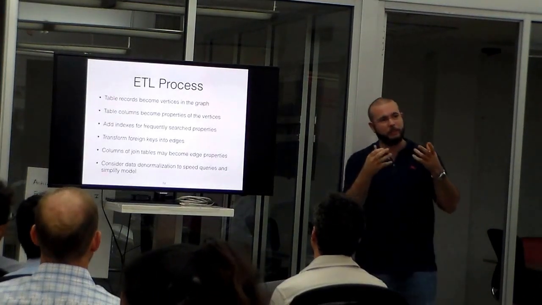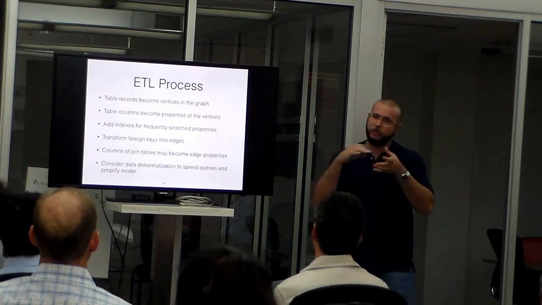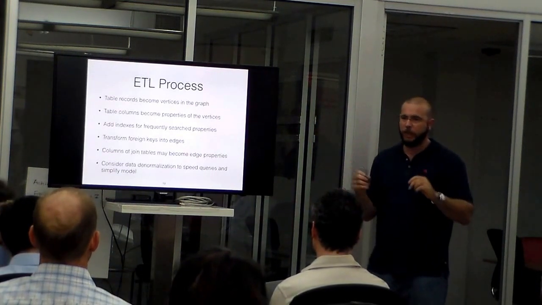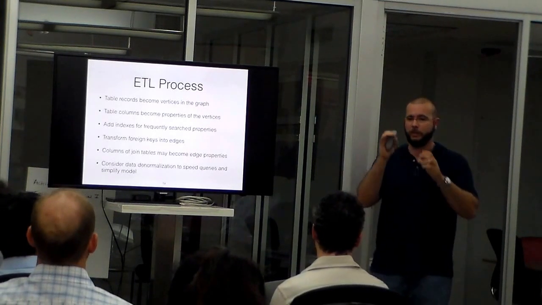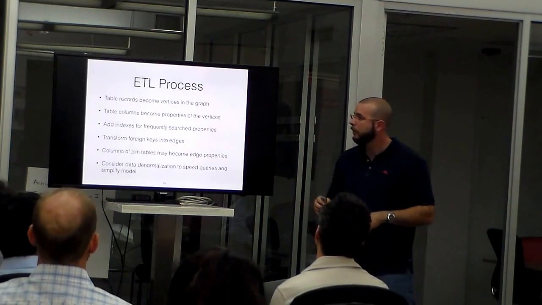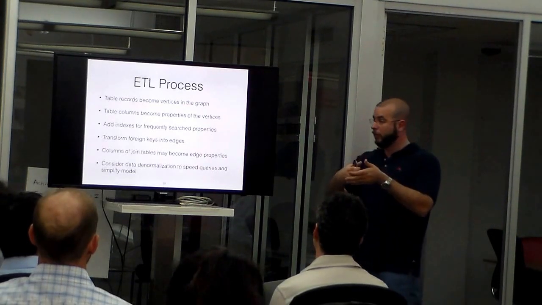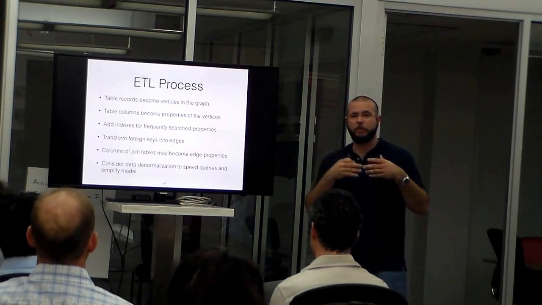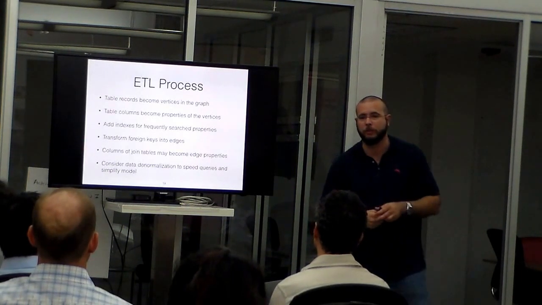And so how do we put this in a graph? The overall ETL process is: the tables, which are kind of entities in your model, right? The records of the tables become vertices. And to separate types, you put a special property called type, and you say this is an artist, this is a chart. So the columns are the set of properties assigned to the vertices. And then for the most queried properties, you have to define indexes to do a fast search.